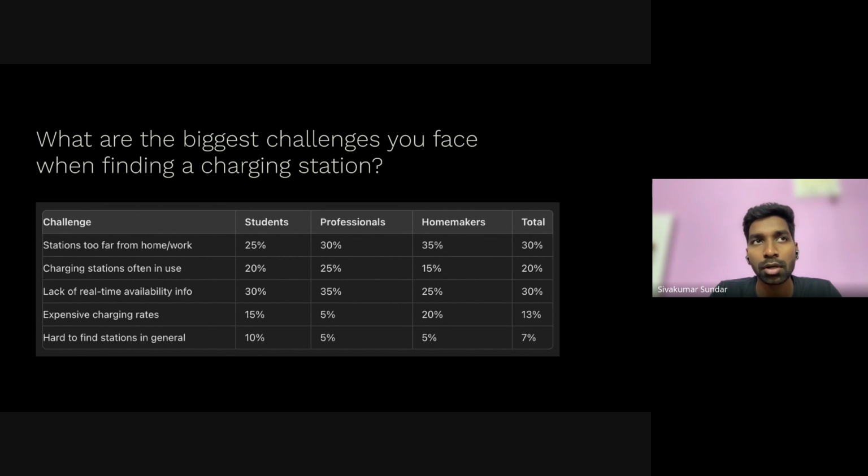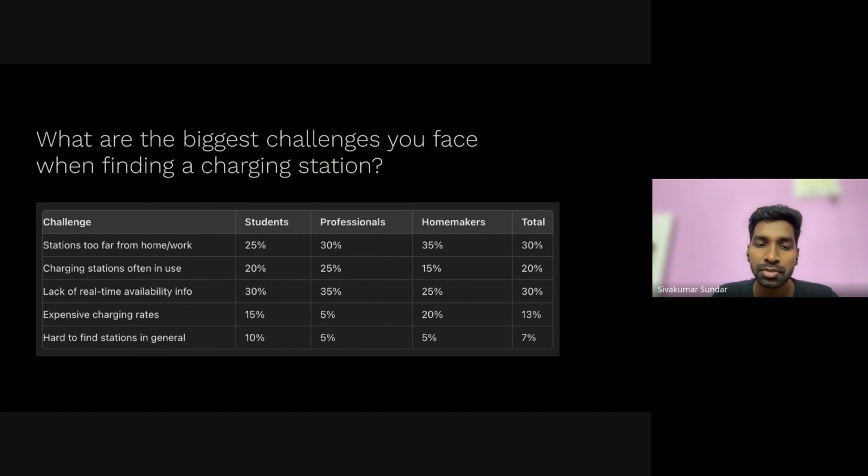Say, for example, 2 weeks back I charged at a different place. Now when I'm going there today, it is out of service, I don't even know, and I have only 10 kilometers of charge left. Now I'm left with no charge at all, because I didn't have real-time access to whether the charging station is active or still in use. That is the second biggest problem people face: lack of real-time availability info. There's no real-time update on whether the station is active or not.